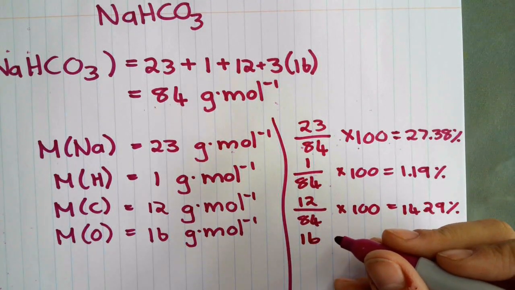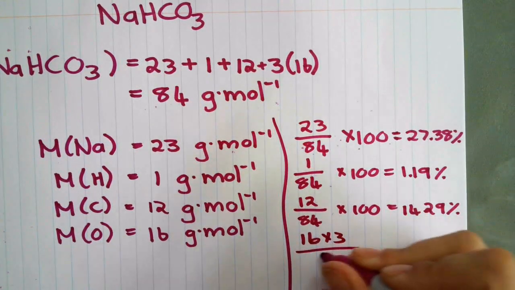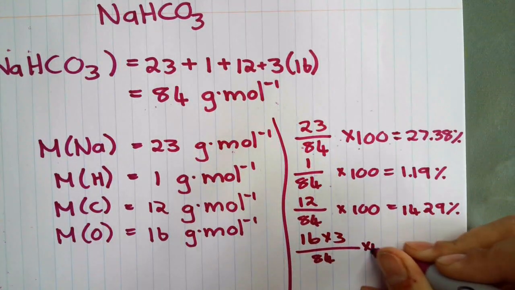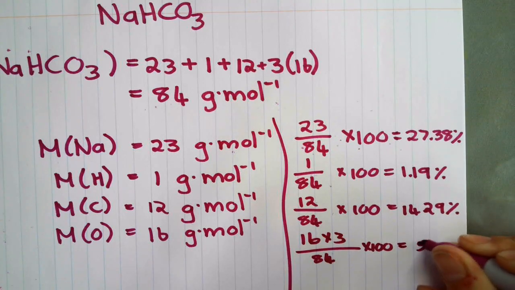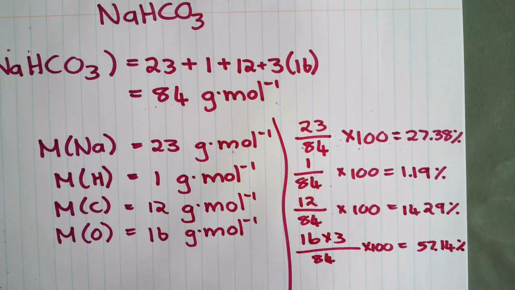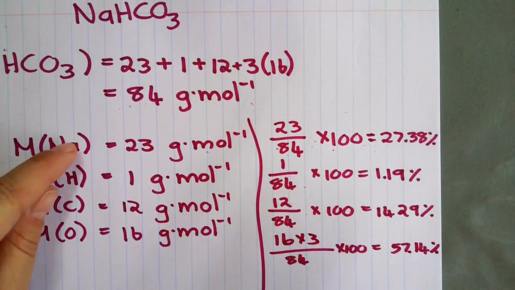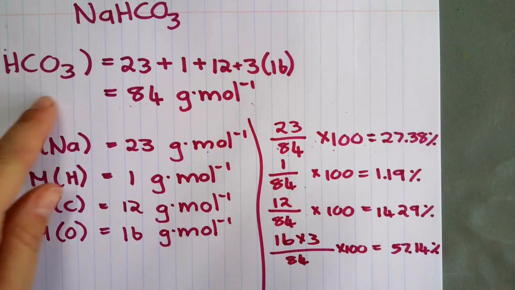But, remember, there's 3 oxygens. So it's times 3 out of 84, maal 100. That gives you 57.14%. So dit is die persentasie samestelling van elke liewe individuele element in this compound.